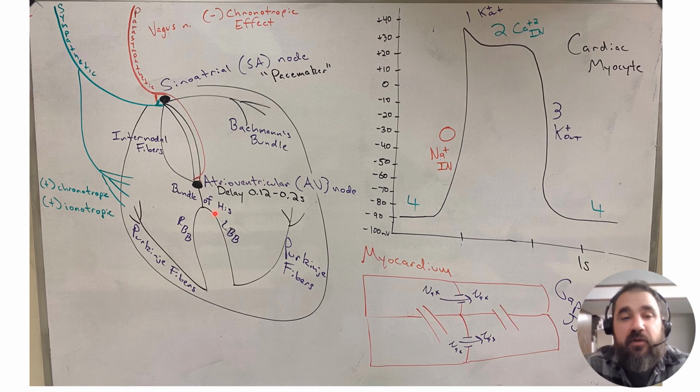Some parasympathetic nerves are going to dump off acetylcholine to bind receptors here, and those are muscarinic receptors. And then we know sympathetic nerves are going to dump off epinephrine, which is going to bind to beta receptors, specifically beta 1 receptors. That's why beta blockers will block those receptors.